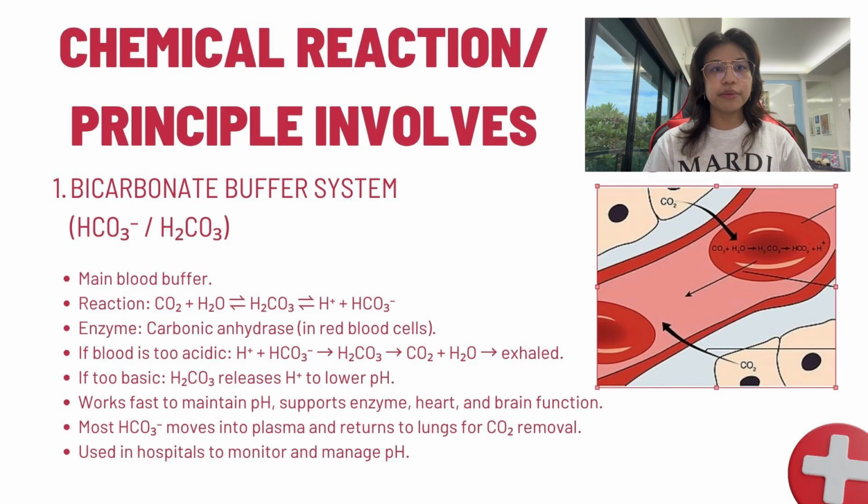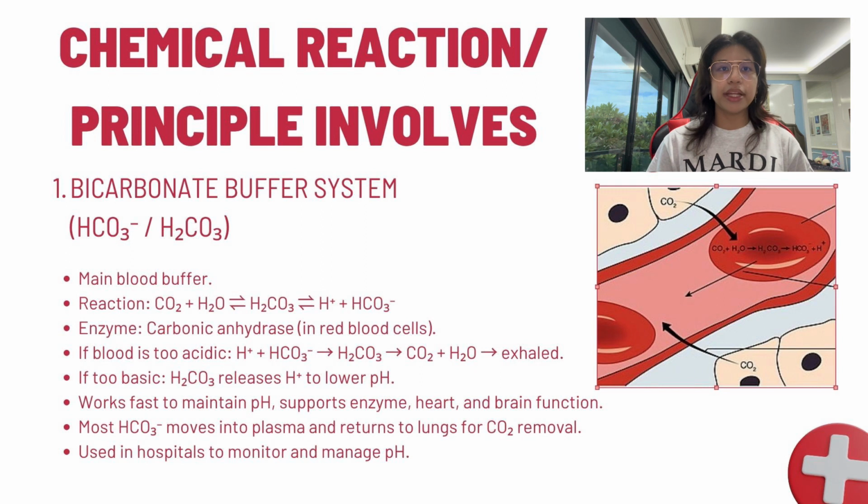Bicarbonate buffer system. This is the main and fastest buffer in the blood. Carbon dioxide mixes with water to form carbonic acid. This acid can break into hydrogen ions and bicarbonate. An enzyme called carbonic anhydrase helps speed this up in the blood cell.